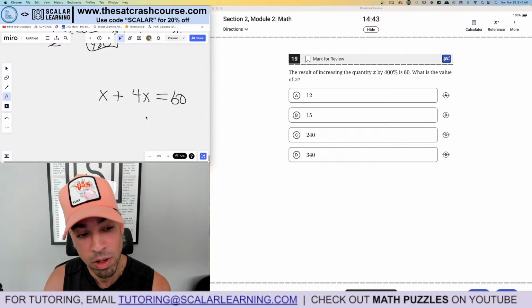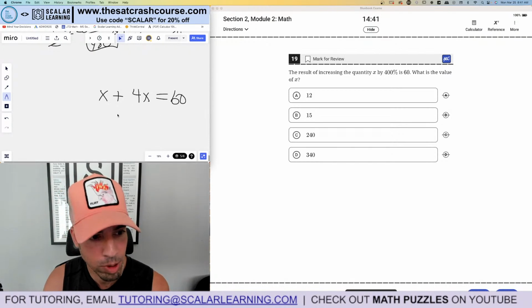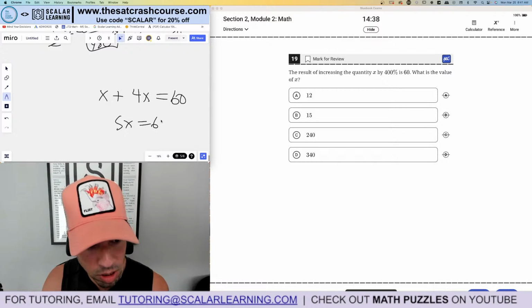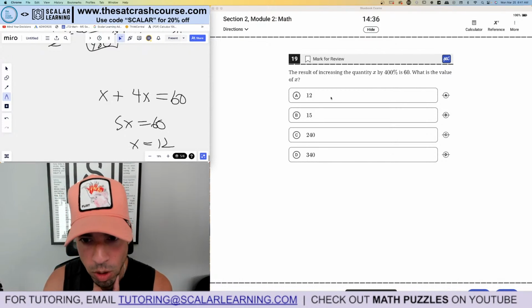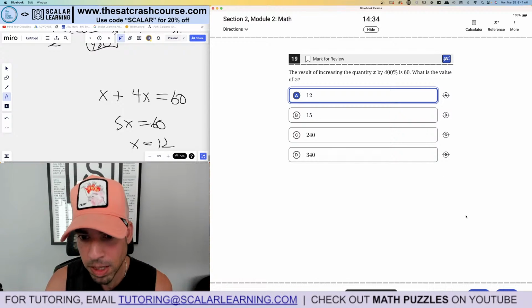That's how they're going to get you, because most people will probably choose 15. I think it's going to be 12. x plus 4x is 5x equals 60. x equals, divide by 5, is 12. Yep, that's it.